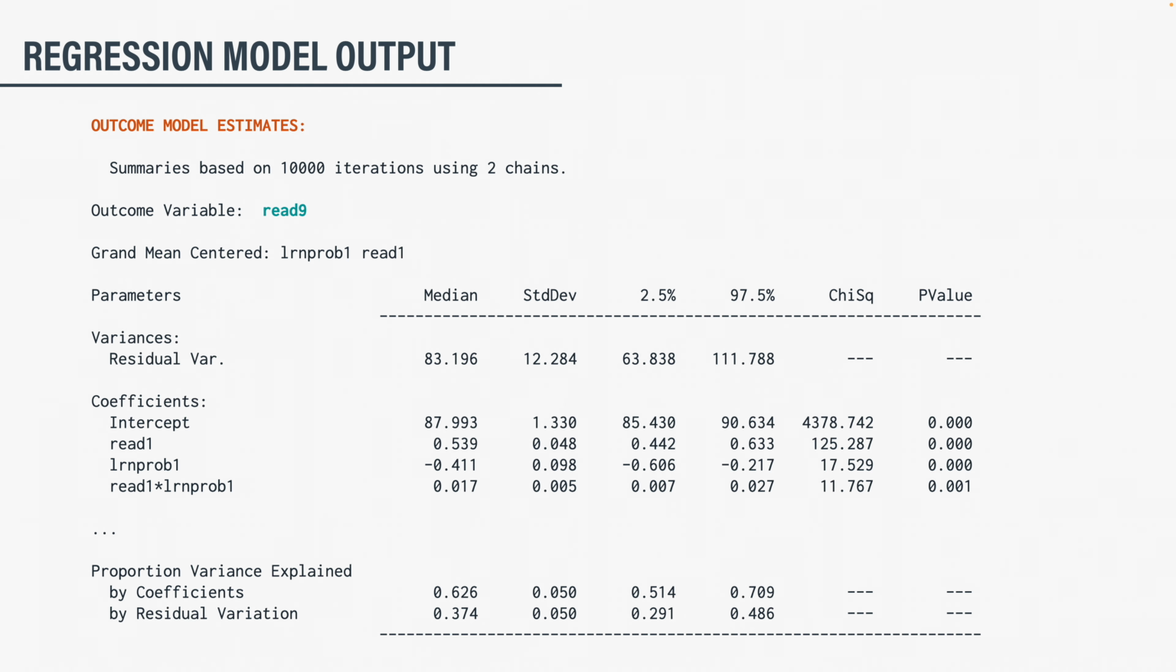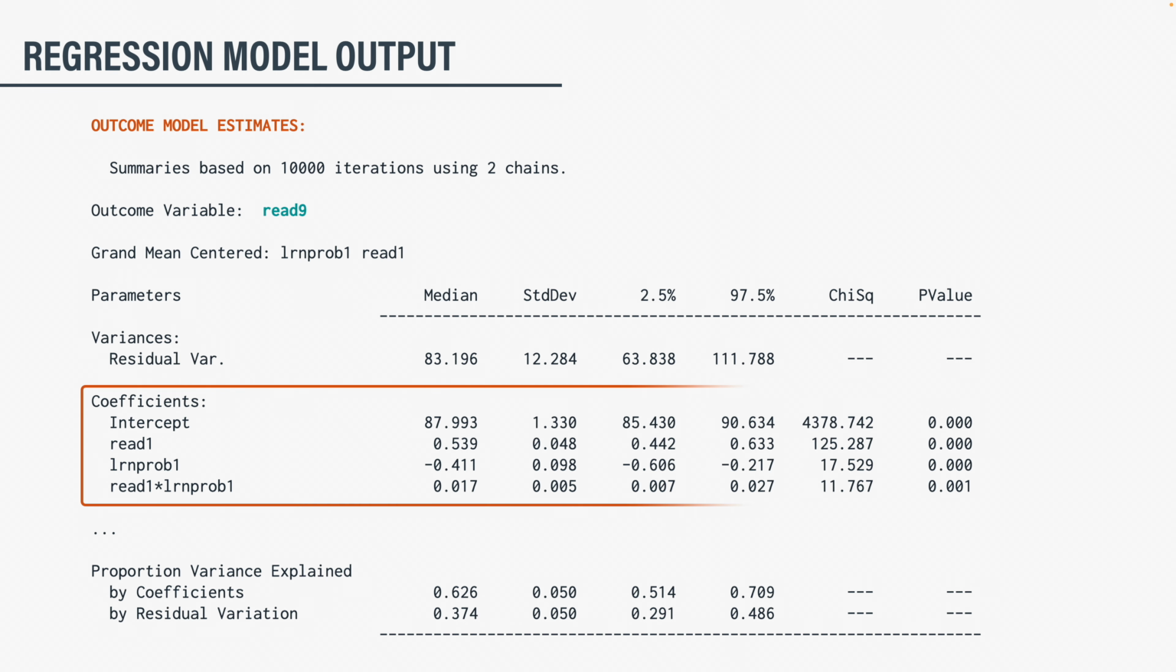Each dependent variable in a model has its own regression summary table. I described the composition of these tables in a different video, but for review, the median column contains the point estimates, the standard deviation column contains measures of uncertainty, Bayesian standard errors, the 2.5 and 97.5 columns are credible intervals, essentially Bayesian confidence intervals, and then the rightmost columns are frequentist test statistics.